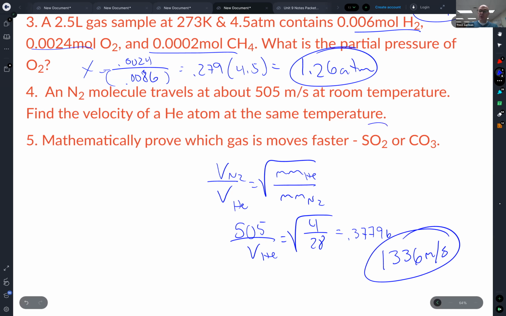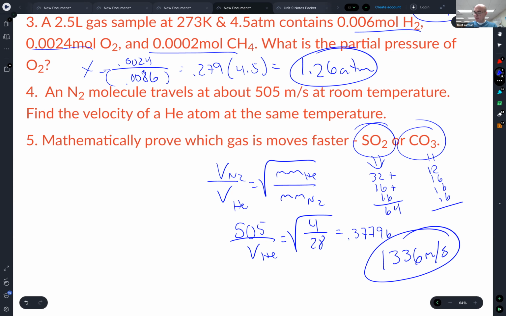Speaking of which, we got to figure out which one of these two is faster. All you got to do is add them up. Sulfur weighs 32. The oxygens each weigh 16. That's a total of 64. CO3, carbon weighs 12. Each of the oxygens weighs 16. So I've got 48 plus 12, that's 60, very close, but the carbon dioxide will be faster.